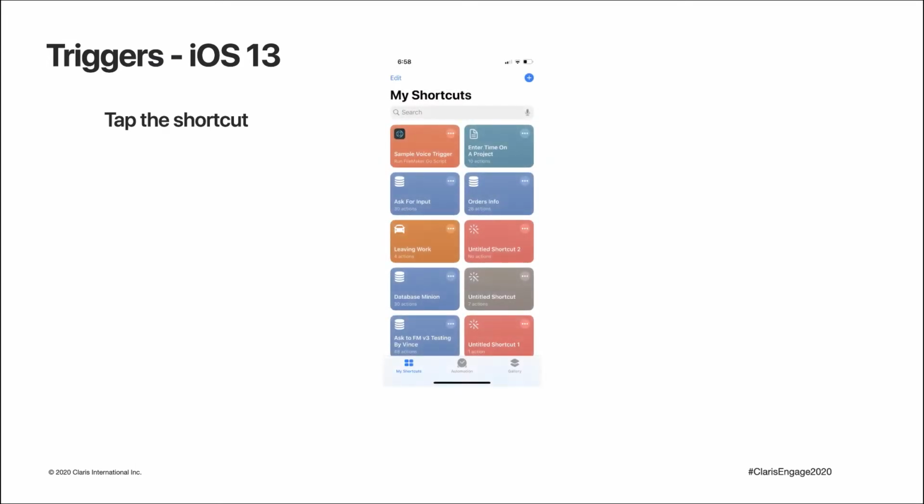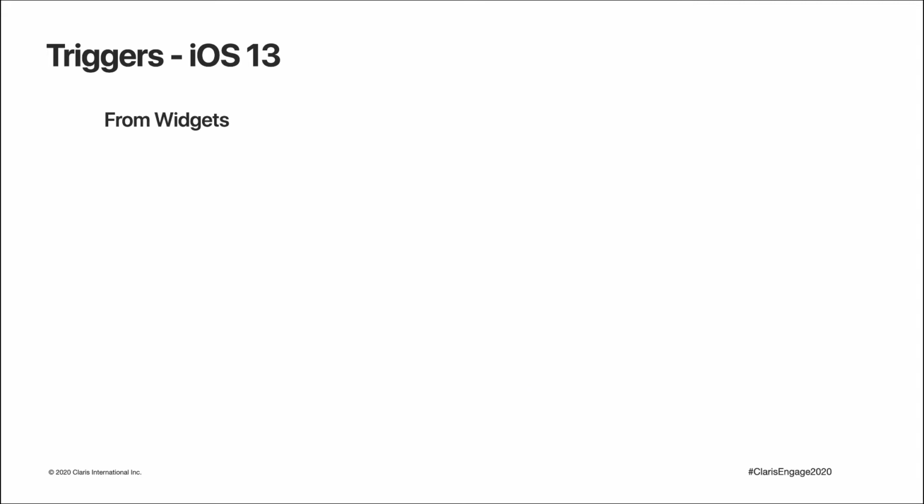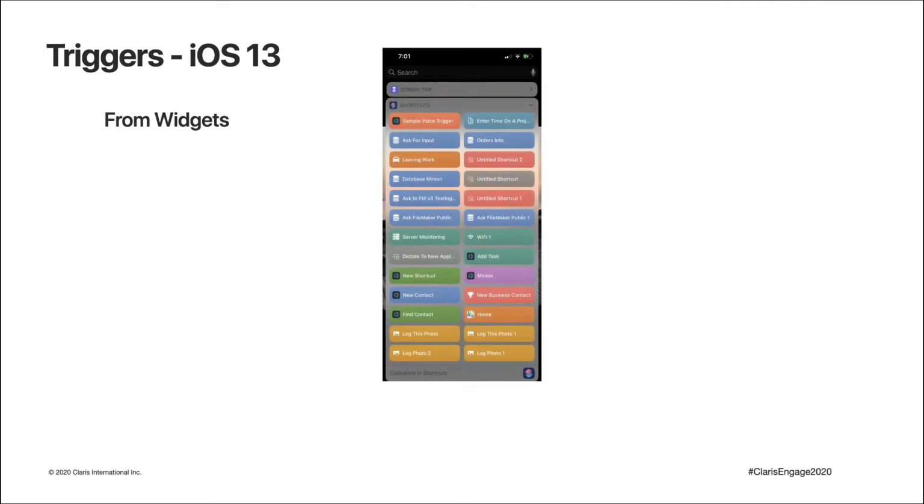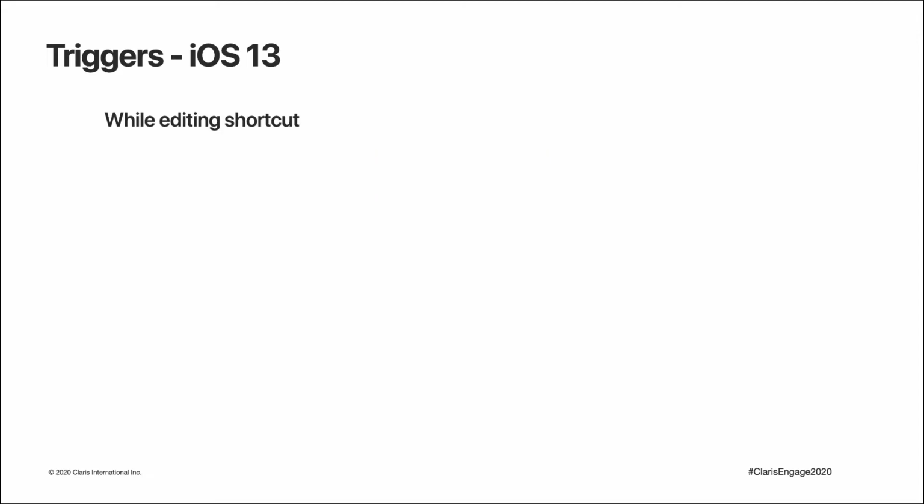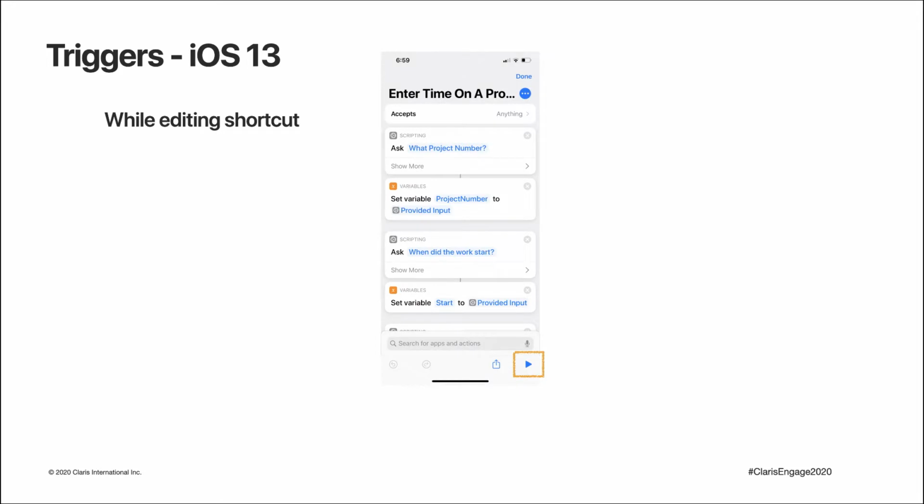When you're in the Shortcuts app and you build a shortcut, you'll get a little tile representing your shortcut. You can click on the tile, and that is one way to trigger the shortcut. The other way is from the widgets section. If you swipe to the right on your iOS device, you'll get a section of shortcuts that are available here. And just like the tiles in your Shortcuts app, you can click on these little mini tiles to trigger your shortcut.